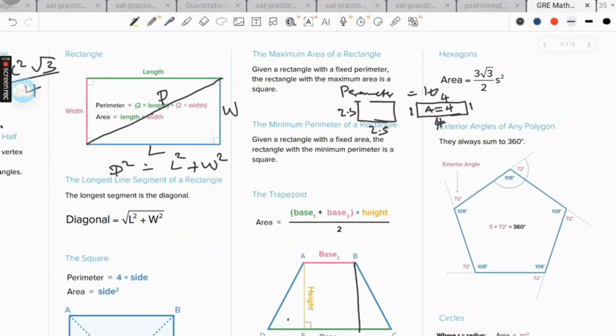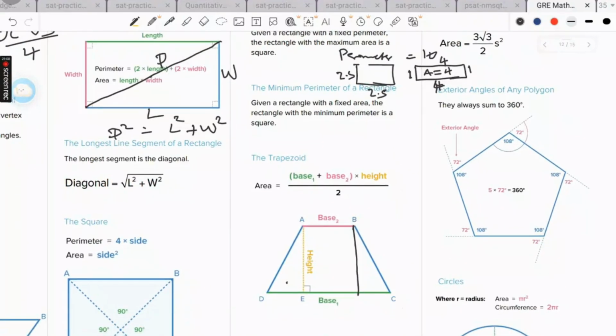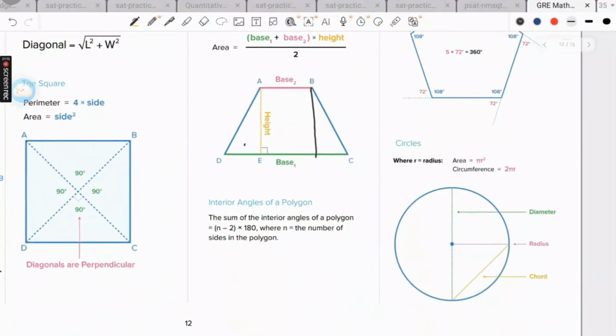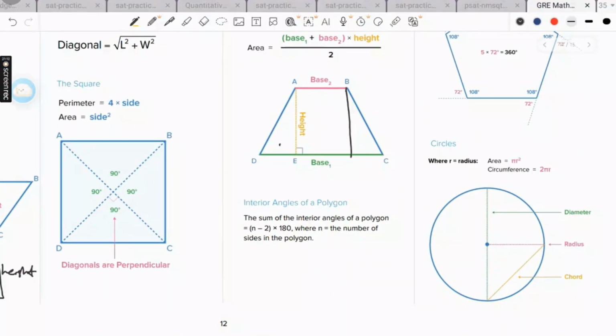Exterior angle of a polygon, we also discussed it. So where we are going to continue this class is with the circle next time. Remember to try the GRE math mock, so that we can have more feedback.